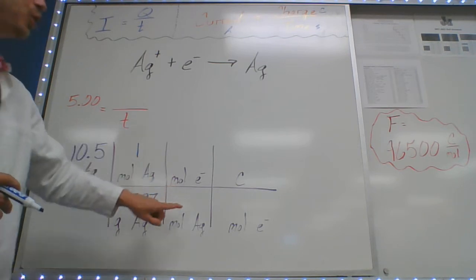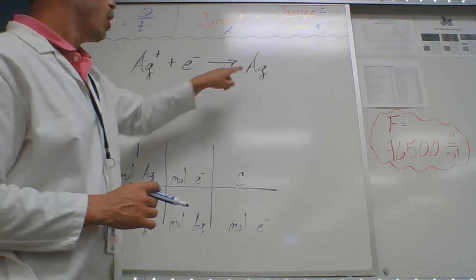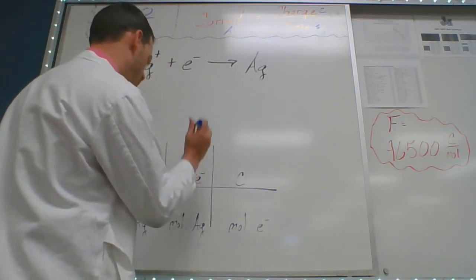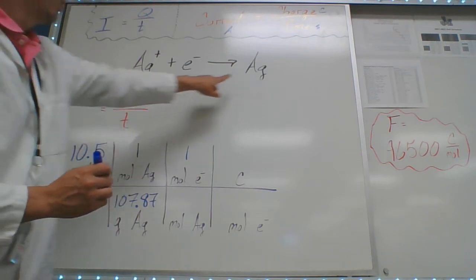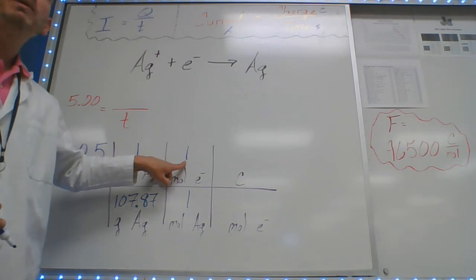Hey, whenever it's moles over moles, where do we always get the numbers from? Yeah, the coefficients up here. And we're already balanced, so what is the coefficient of the electrons? 1. And what's the coefficient of the silver? Oh, sorry, 1. All right, now this one won't always be a 1.